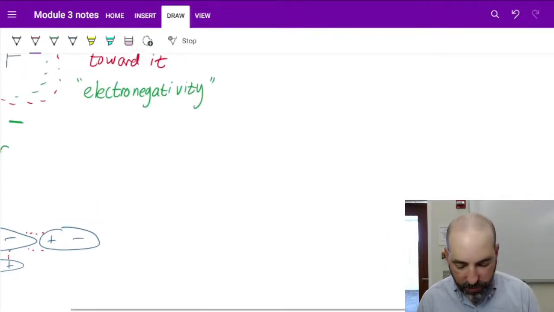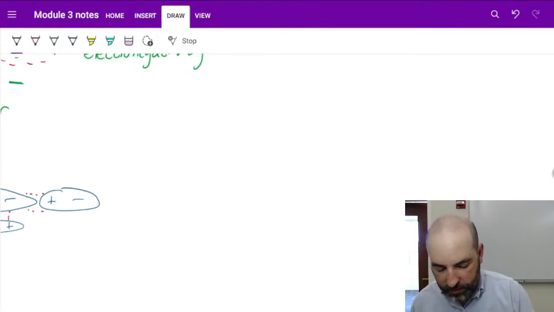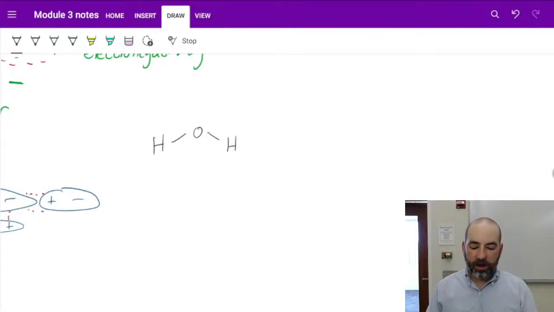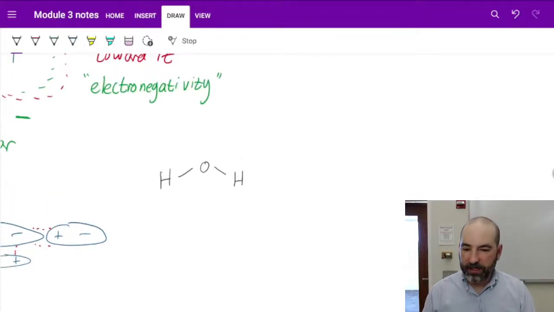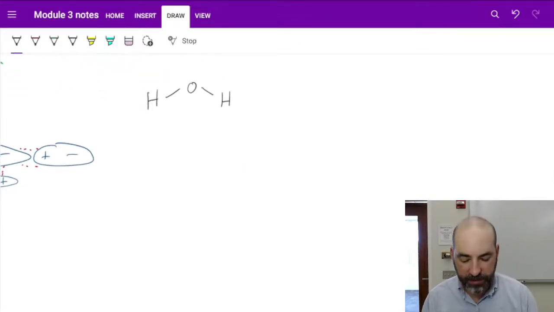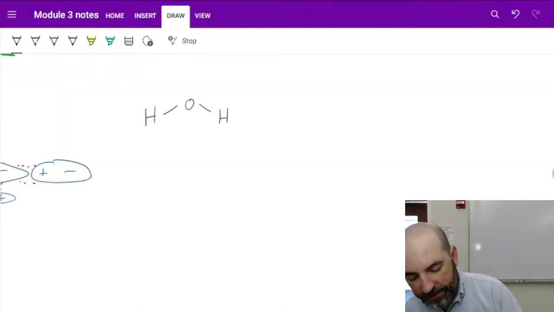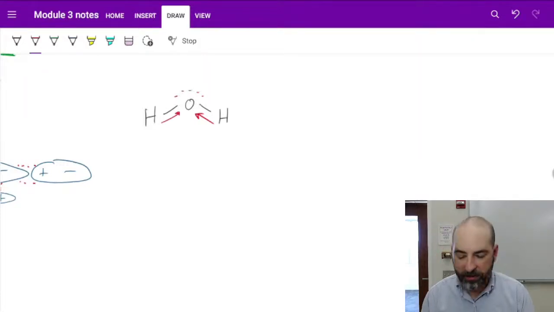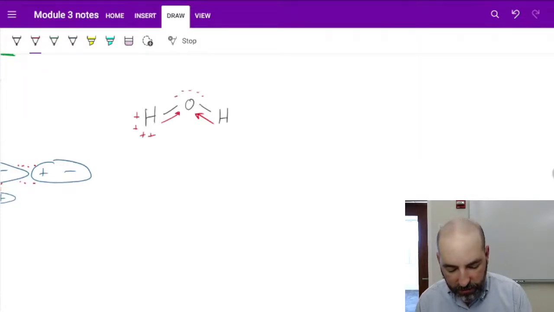This also becomes important when we think about one of the most important molecules, which is water. Now, if you look up values for these electronegativities, you'll find that oxygen is more electronegative than hydrogen. And so that means that in the water molecule, the electrons are going to be pulled toward the oxygen, which means the oxygen part of water is going to be a little bit more negative, and the hydrogen parts are going to be a little bit more positive.